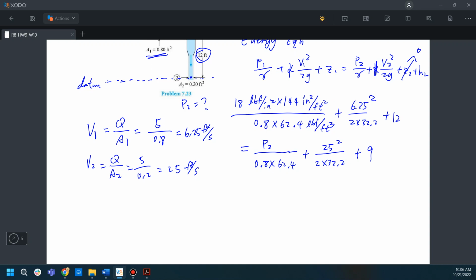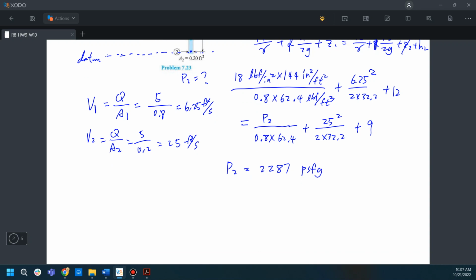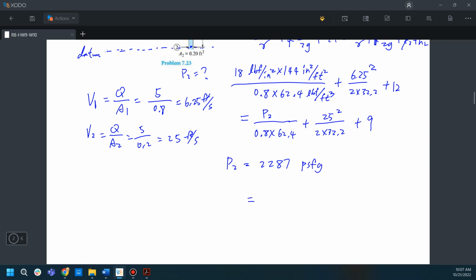Now the only unknown variable is this P2, so you can solve this easily, and this will give you that P2 is equal to 2287 psfg, and this will equal 15.9 psig.